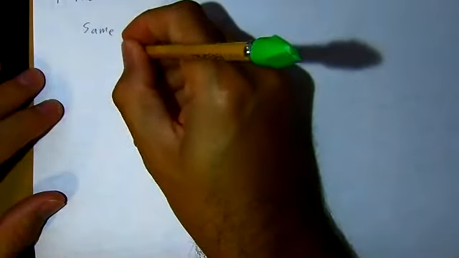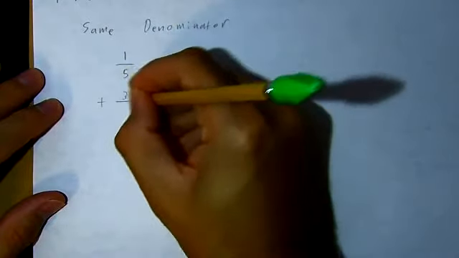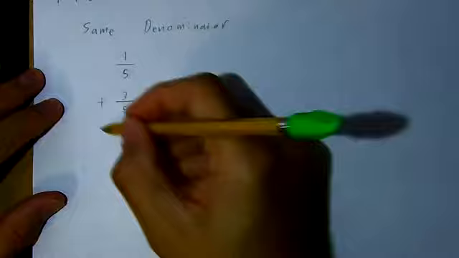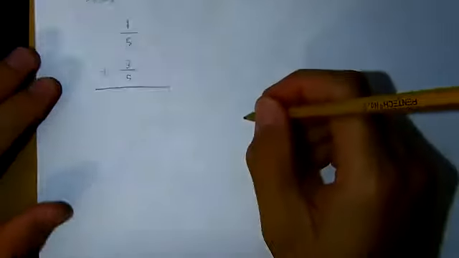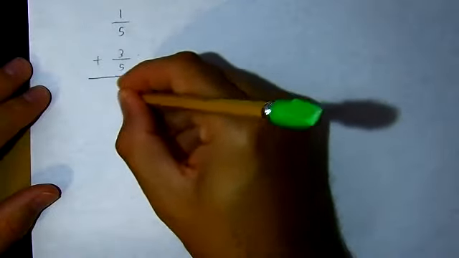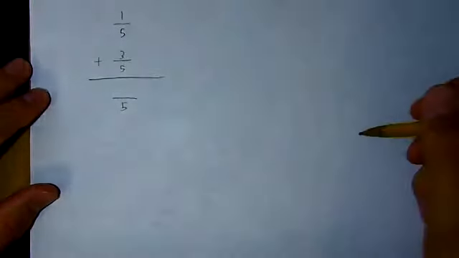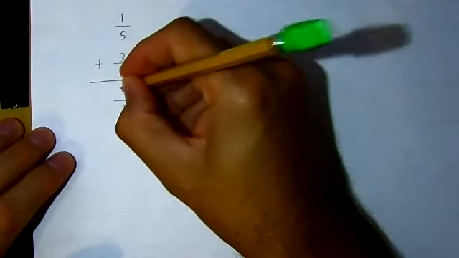For example, if you have 1/5 plus 3/5, then your denominators are both 5. You can add those together. Remember, when you're adding and subtracting, the denominators do not change. So if that's a 5 and that's a 5, then that's going to be a 5. You only add the top numbers. So your answer would be 4/5.